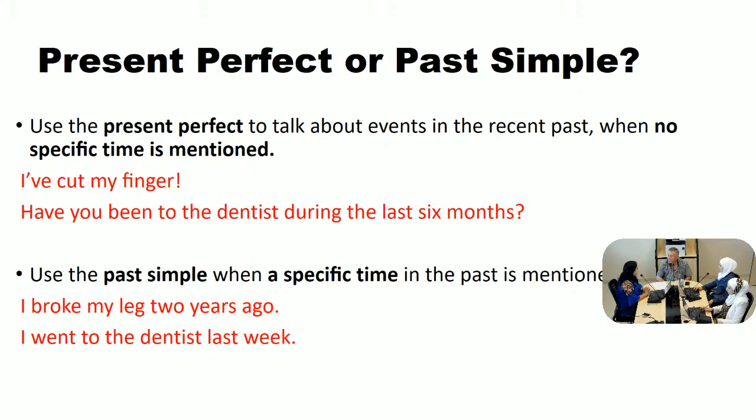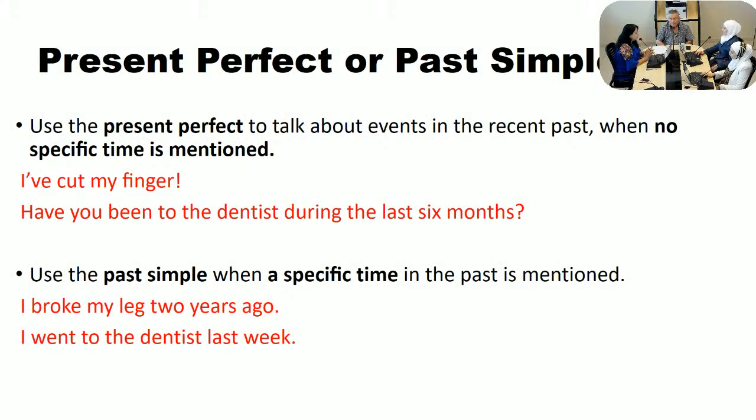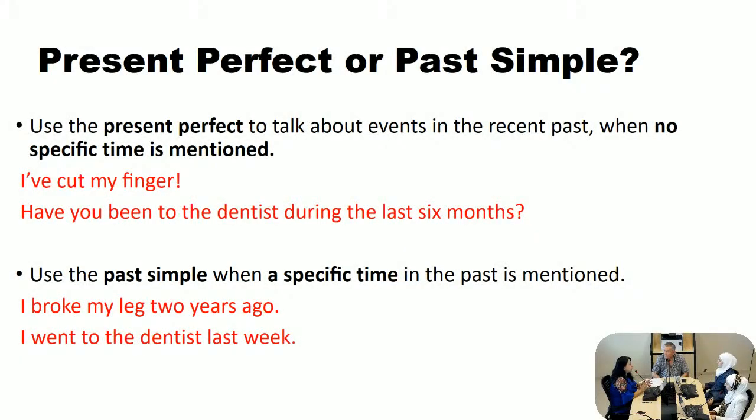Ms. Ula. Okay, now about the difference between the present perfect and past simple. Many students get confused about when they have to use this one and when they have to use the other one. So one specific point is that the difference between present perfect and past simple is the mentioning of time. With the present perfect, we have no specific time mentioned. So something happened in the past, but we don't know when. So this time we use the present perfect. I've cut my finger.